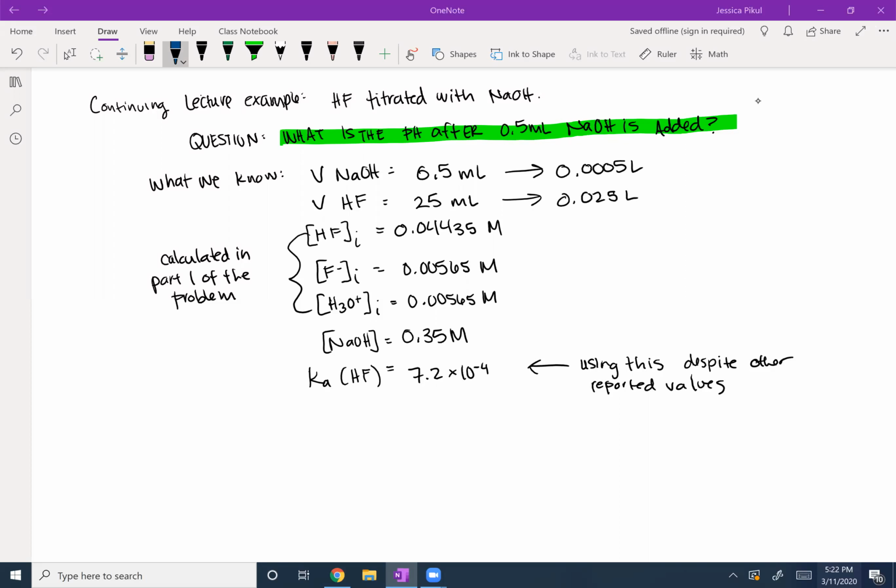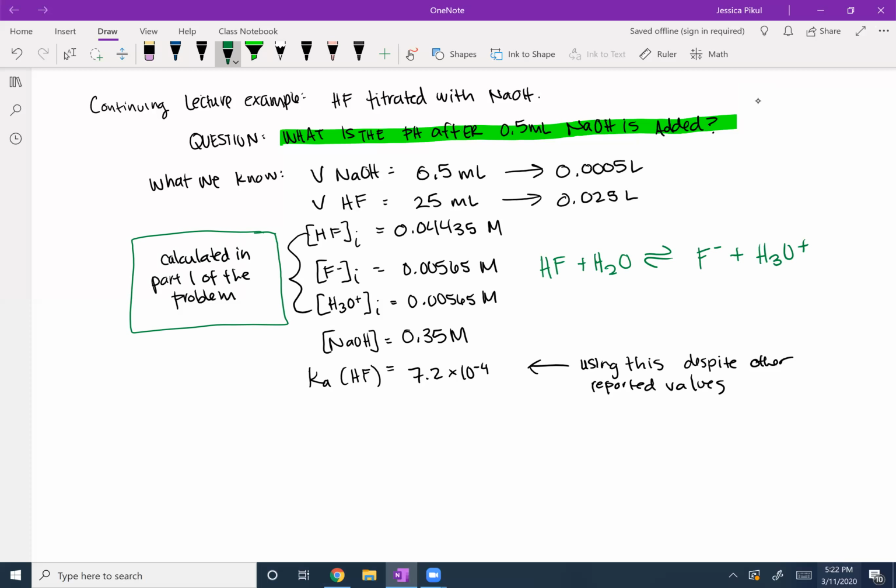Hopefully now you've had a second to try that on your own, and we're going to come back together and work through it. So what I've written out is our question and what we already know from the problem so far. This includes our calculated initial concentrations of hydrofluoric acid, fluoride, and H3O+. Because hydrofluoric acid is a weak acid, it'll be in equilibrium with its conjugate base fluoride and hydronium ion.